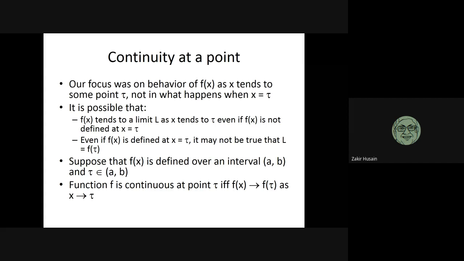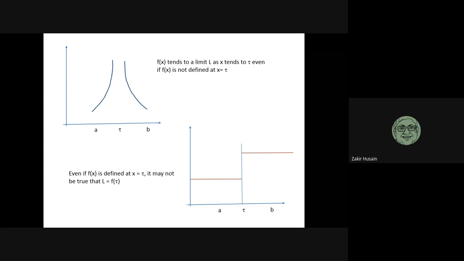Now so far the focus was on what happens to f(x) as x moves closer to some point tau. We have not considered what will happen when x equals tau. Now when x equals tau, this is tau over here, we can see that f of tau is not defined over here.